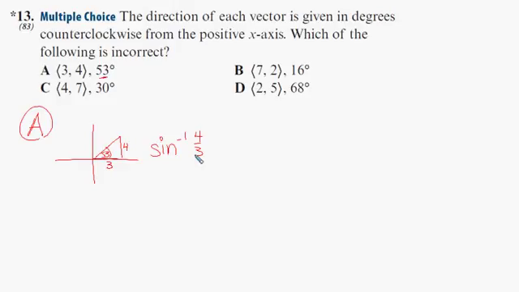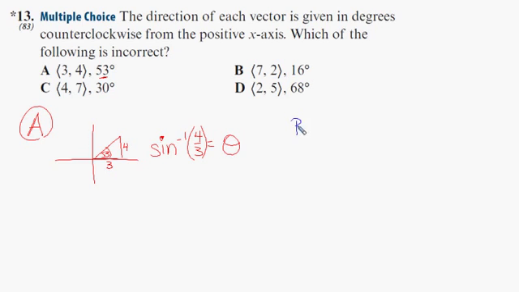So I want you to notice that the way that I'm writing this is actually the best way to write this. So inverse sine, and that's going to give us our angle measure. So I'll call this theta. So this is the proper way to enter this into your calculator, which is also very intuitive, I hope. So when you enter this into your calculator, I think that you get 53 degrees, as I recall. So if that's true, then that means A is correct. Let's go on to B.